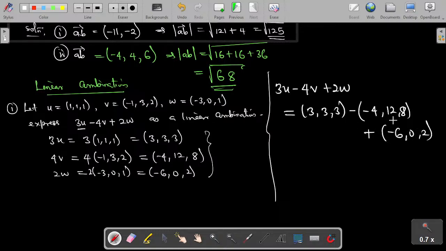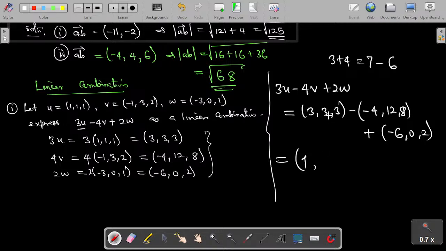It didn't enter the same line, so that's why I came down. You are still going to do it component-wise. You start with the first component. 3 minus minus 4 is going to be 3 plus 4, then that is 7 now. Then you now say 7 plus minus 6. Plus minus is minus, so you get 7 minus 6, which will give us 1.